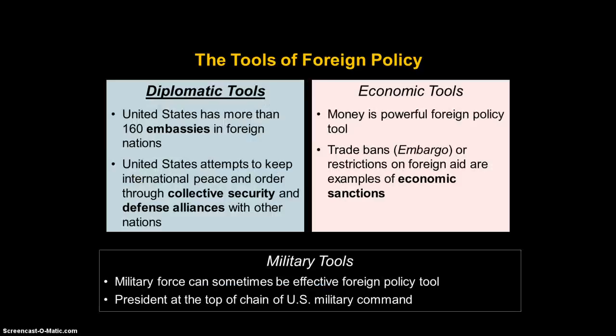Besides economic and military tools, there are diplomatic tools, right, which we'll talk about. Here we talk about how typically they use embassies, of which we have 160 in the world, and we'll talk about those in a second, but also alliances that provide collective security, collective bargaining, you could say, with other countries around the world.